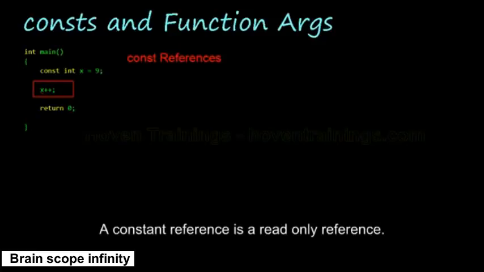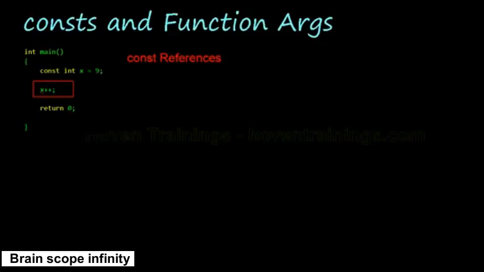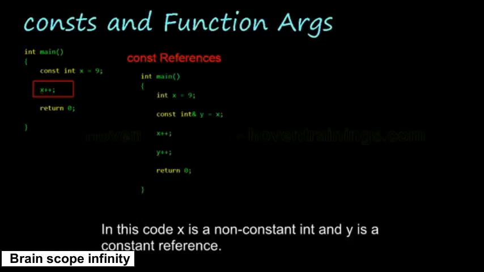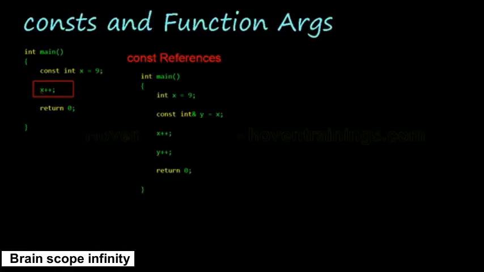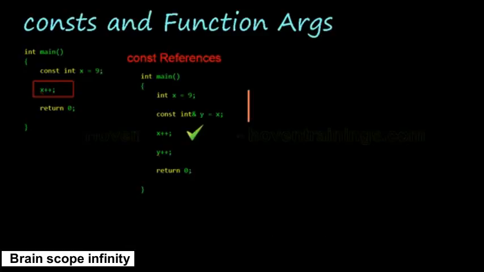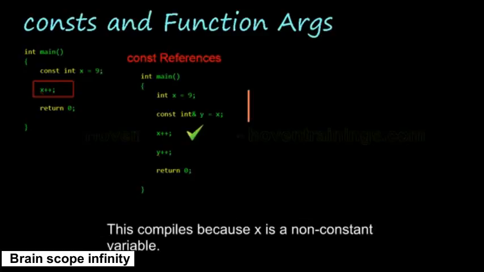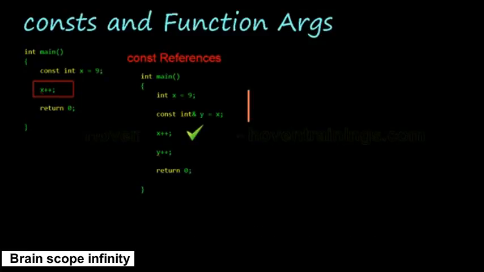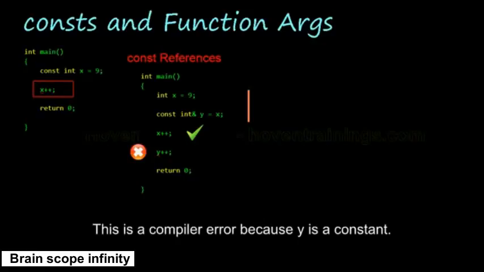A constant reference is a read-only reference. In this code, x is a non-constant int and y is a constant reference. x is changeable directly but not through y, because y is a constant. This compiles because x is a non-constant variable. This is a compiler error because y is a constant.